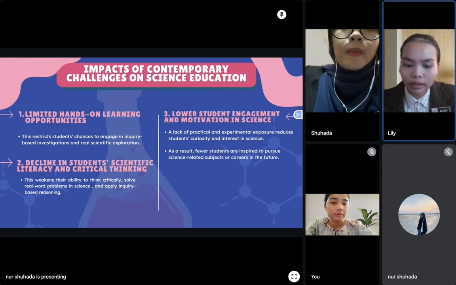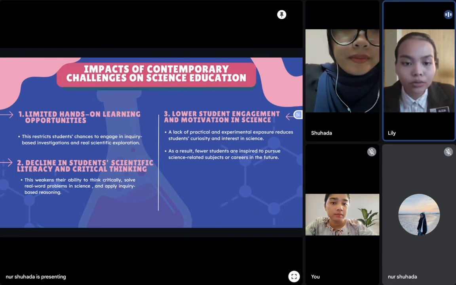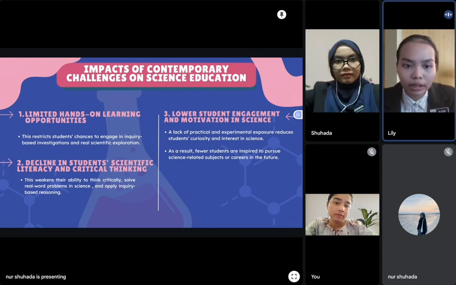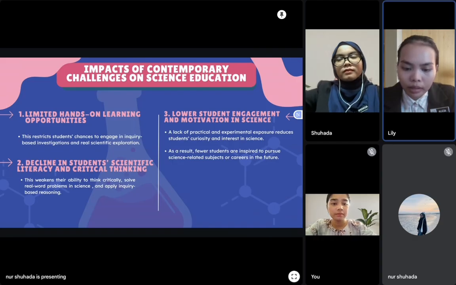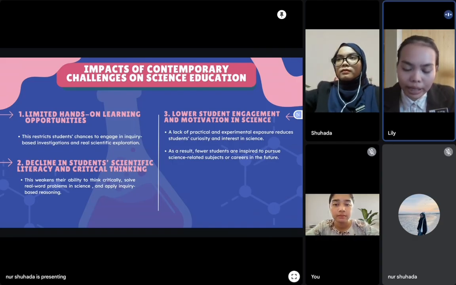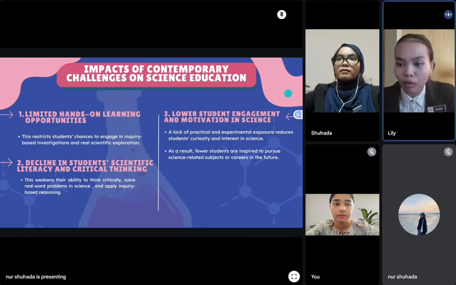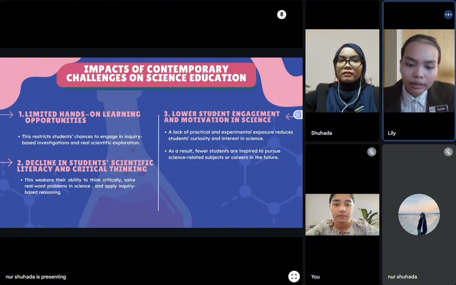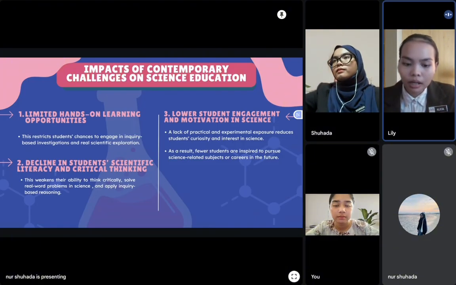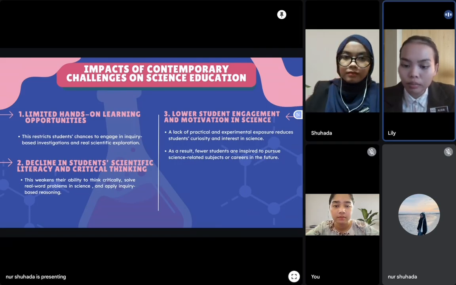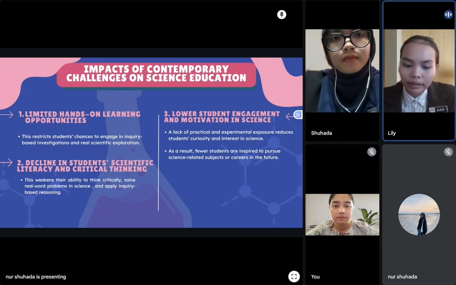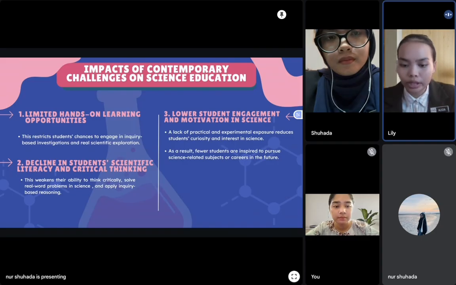The third one is about lower student engagement and motivation in science. A lack of practical and experimental exposure reduces students' curiosity and interest in science. As a result, fewer students are inspired to pursue science-related subjects or careers in the future.